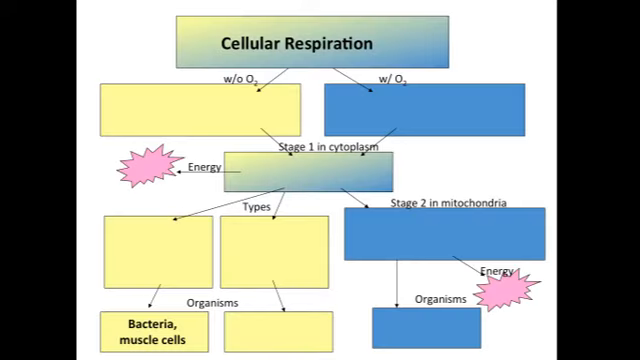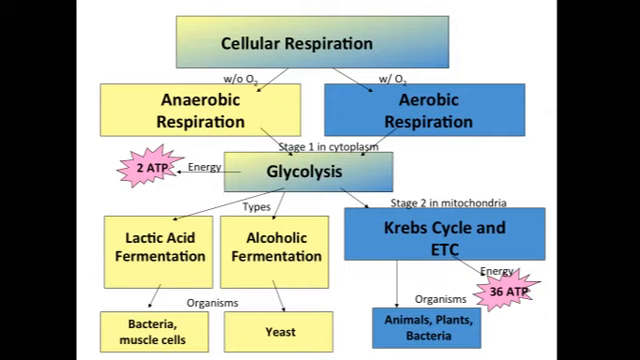So let's look at cellular respiration. With oxygen, we have aerobic respiration. Without oxygen, we have anaerobic respiration. Both of them are going to start in the cytoplasm with glycolysis. It's going to produce 2 ATPs. After that, if there's oxygen present, it's going to go on to the Krebs cycle and the electron transport chain, which take place in the mitochondria, and it's going to produce 36 ATPs.